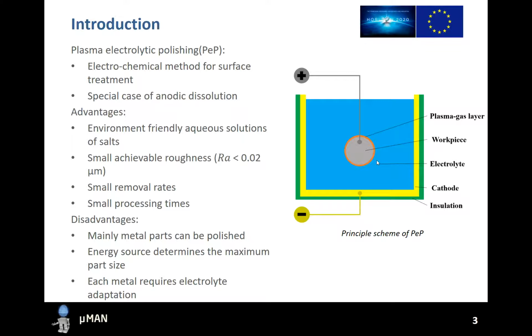The main disadvantages of this process are the following. Only conductive materials can be polished, the energy source determines the maximum part size, and each material requires electrolyte adaptation.